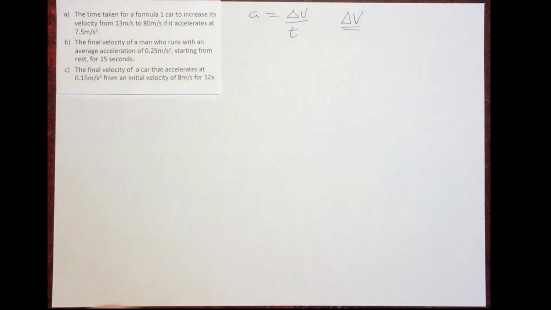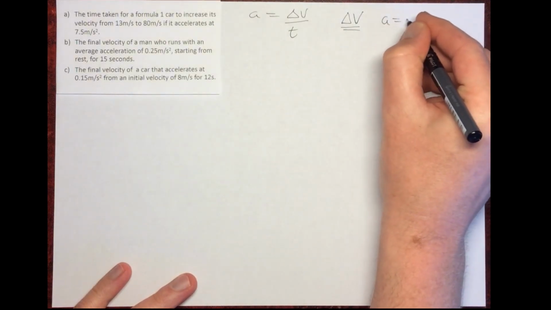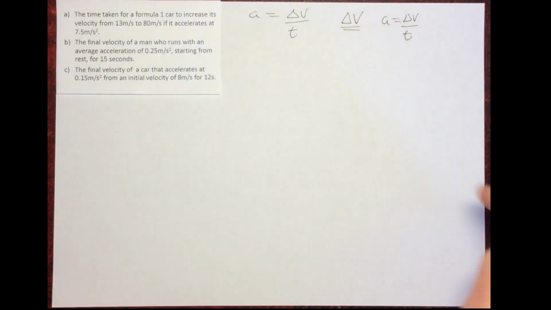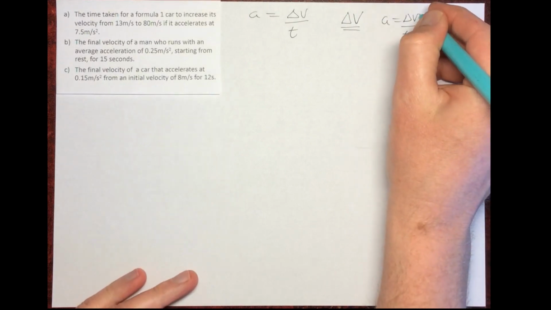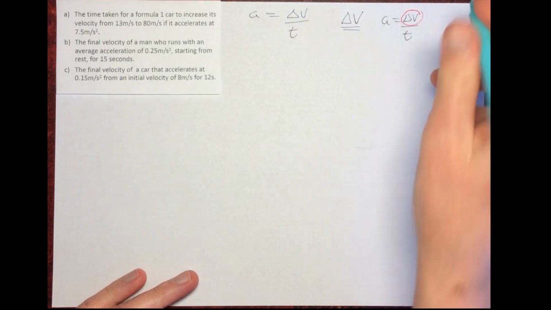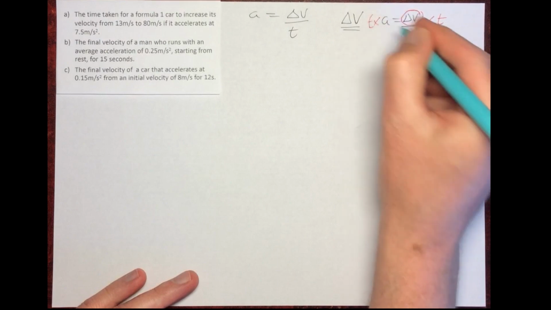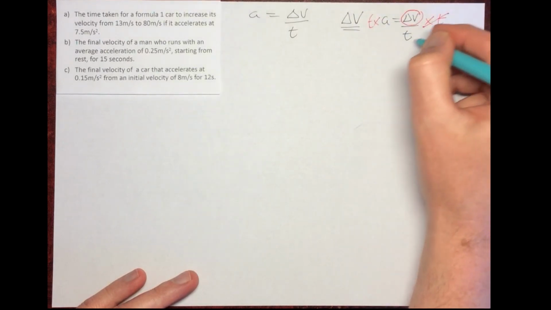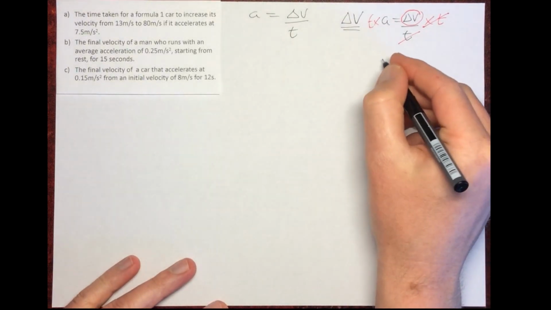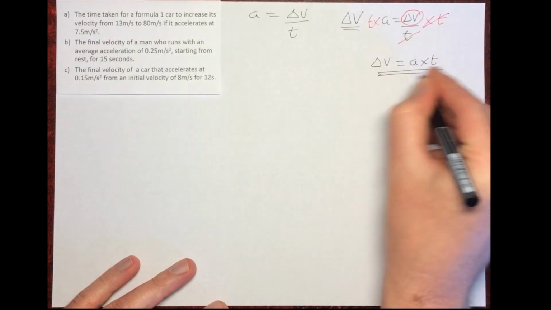Now to do that, you're going to need to take the equation here, a equals delta v over t. And what we need to do is manipulate this equation so that we've got delta v on its own. So in order to do that, you need to multiply both sides by t. And if you do that, what you'll find is those two cancel out, and now you have the equation delta v equals a times t.